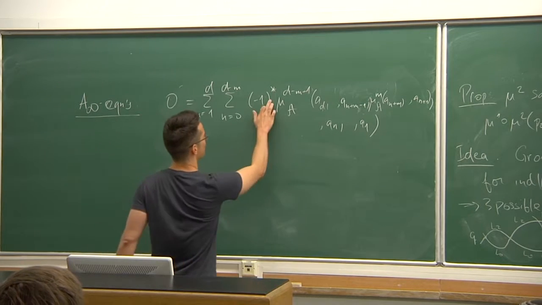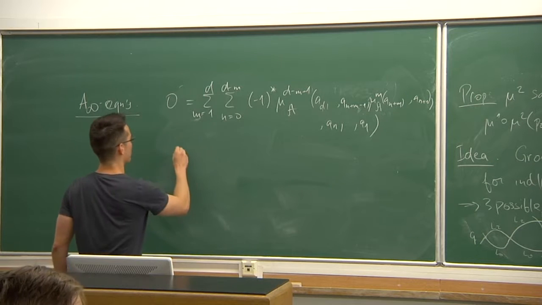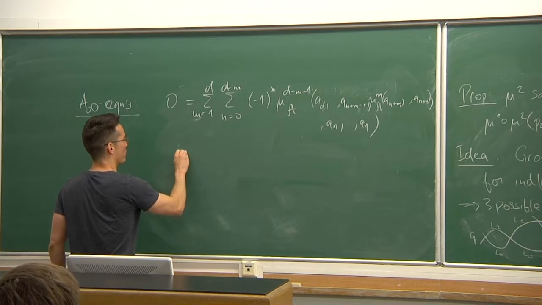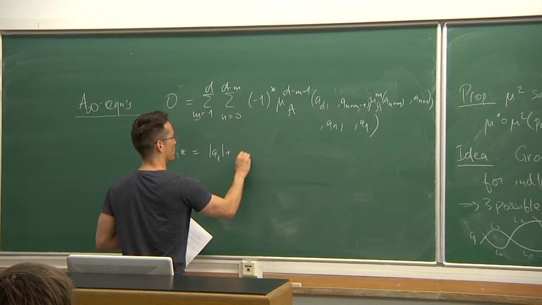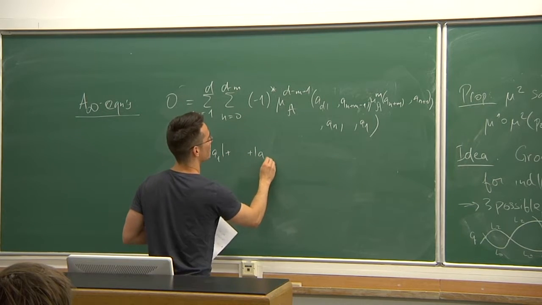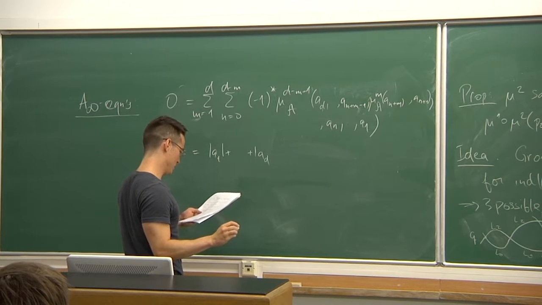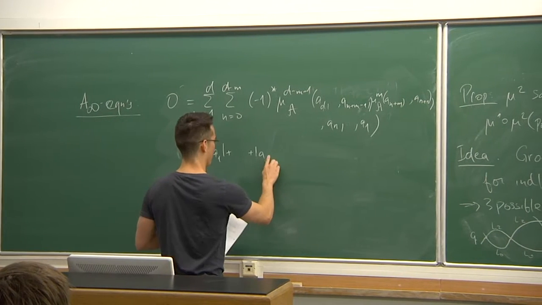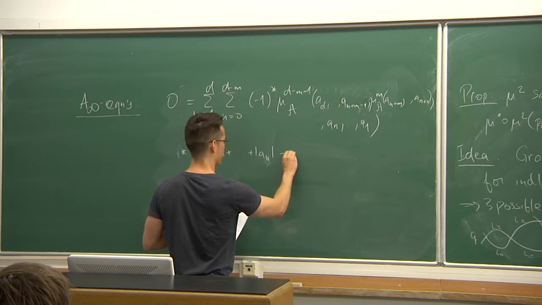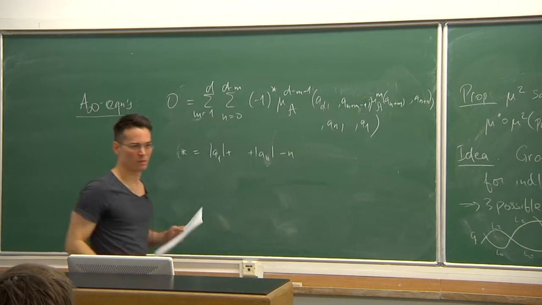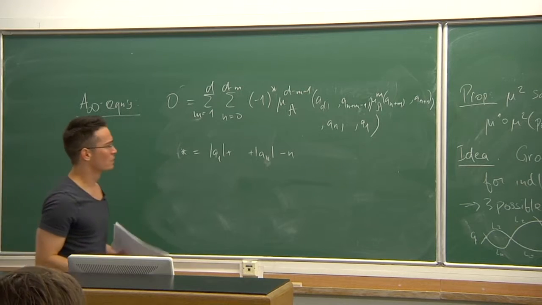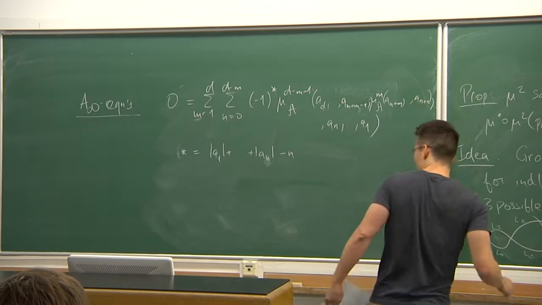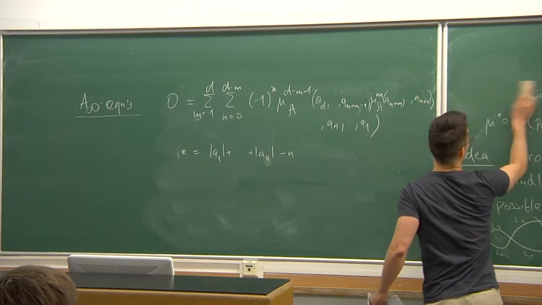Star is a sign. So star is equal to the degree of a_1 plus up to the degree of a_n, minus n. Okay. And so now we can write down the Fukaya category.